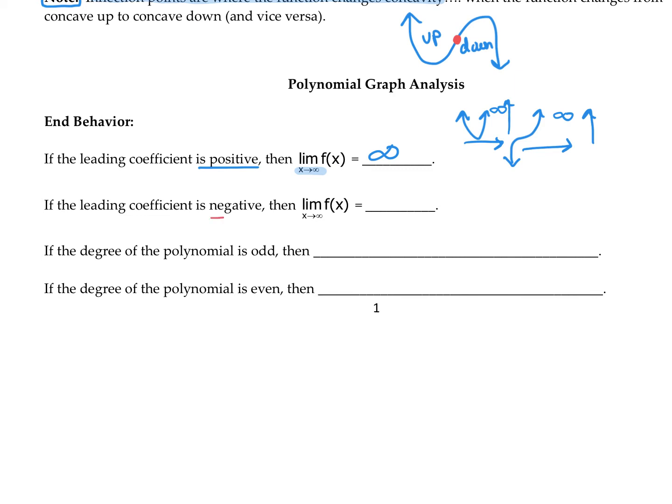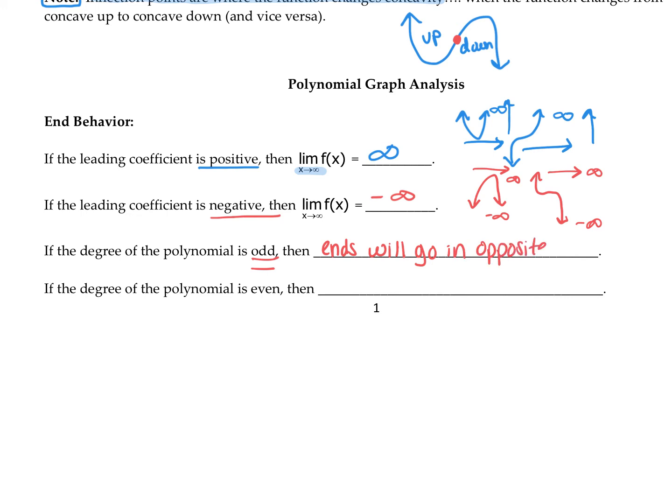Now, if my leading coefficient is negative, that means my graph would open down if it's an even function. If it's an odd degree, it's going to be a decreasing function. So as we go towards positive infinity, my function's going towards negative infinity, and that would be true for both of these. If the degree of the polynomial is odd, then my ends will go in opposite directions, like we just talked about. Versus if a function is even, the ends will go in the same direction.